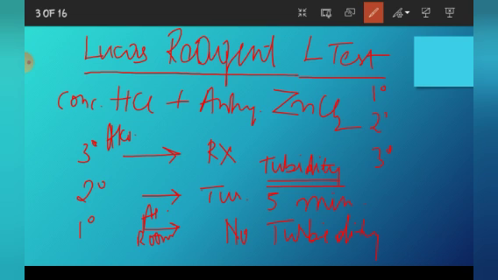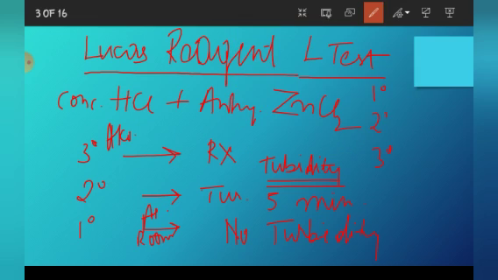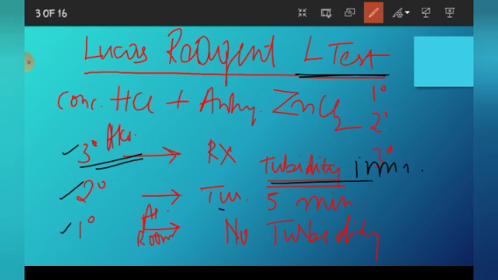So you need to remember that this test, Lucas test, is used to distinguish between 1 degree, 2 degree and 3 degree alcohol. 3 degree alcohol will give turbidity immediately. 2 degree, turbidity after 5 minutes. 1 degree, no turbidity at room temperature.